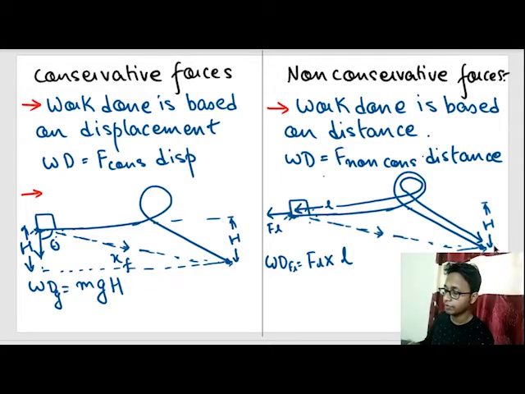So these types of forces are called non-conservative forces. Whenever distance is used, those types of forces are called non-conservative forces. There is another special property of these conservative and non-conservative forces due to distance and displacement. Wherever displacement is used, work done is equal to conservative force into displacement. Then the work done against this force can be stored as potential energy.